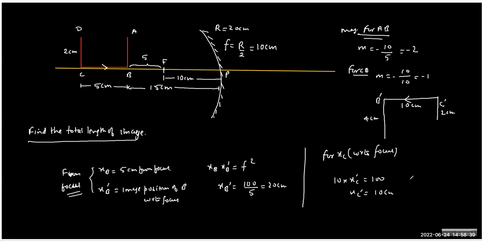So what is the total length now? 2 plus 10 plus 4. So total length of image is equal to 4 plus 10 plus 2, which is 16 centimeter. Am I correct? Yeah, maybe. I think you can check the answer. Oh, sir, 16 is correct.